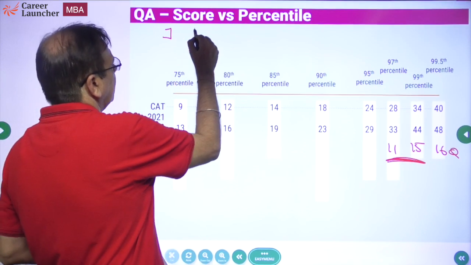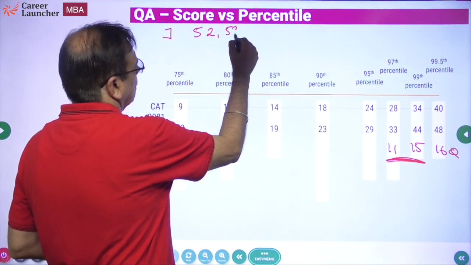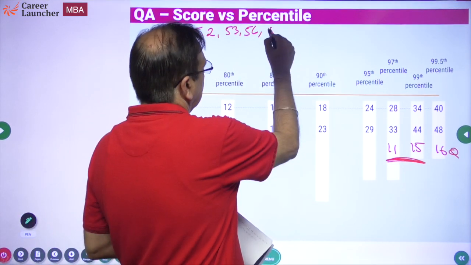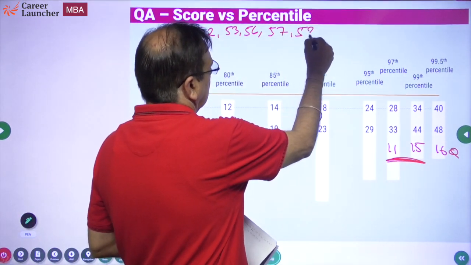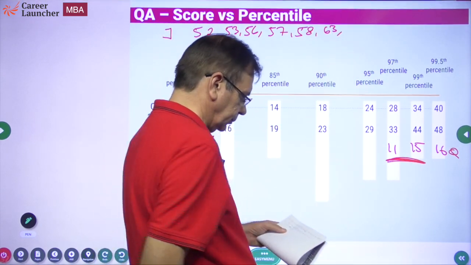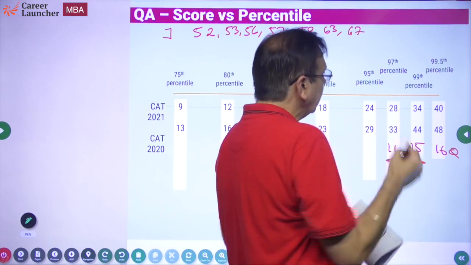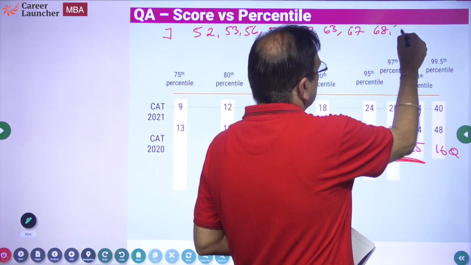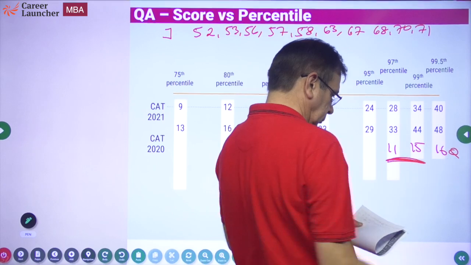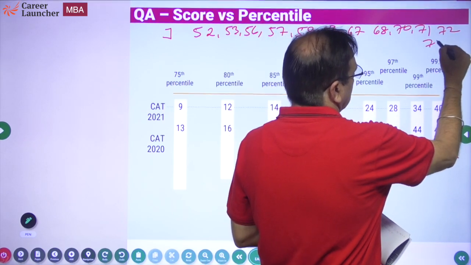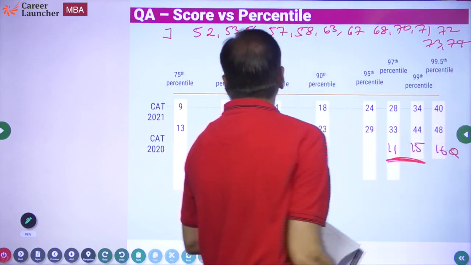52, 53, 56, 57, 58, 63, 67, 68, 70, 71, 72, 73, 74.